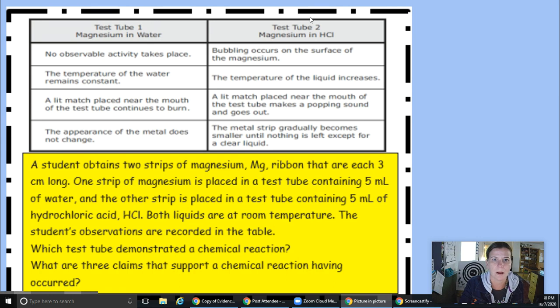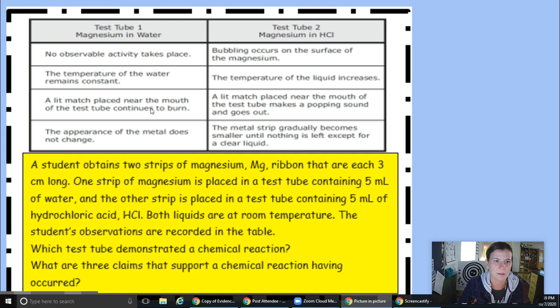So let's look at test tube 1, magnesium and water, and test tube 2, magnesium and hydrochloric acid. So I'm going to compare the 2. No observable activity takes place. Bubbling occurs on the surface of the magnesium. So again, remember, bubbling indicates gas being produced, an indication of a chemical reaction. The temperature of the water remains constant. The temperature of the liquid increases. So an increase in temperature, that is a temperature change, an indication of a chemical reaction.